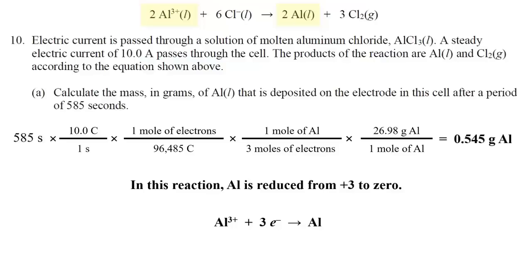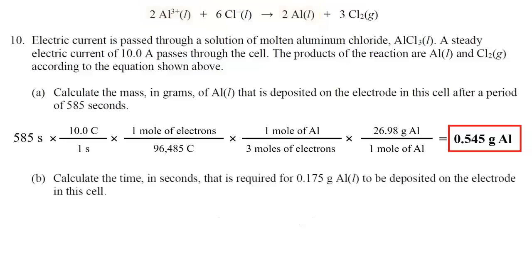So my units will be grams of aluminum, and when I do this math, I get 0.545 grams, and I rounded my answer off to 3 significant figures based on the time and based on the number of amps. That was 10.0 and 585. That has 3 significant figures. All right, well now, if that's part A, let's take a look at part B of this question.